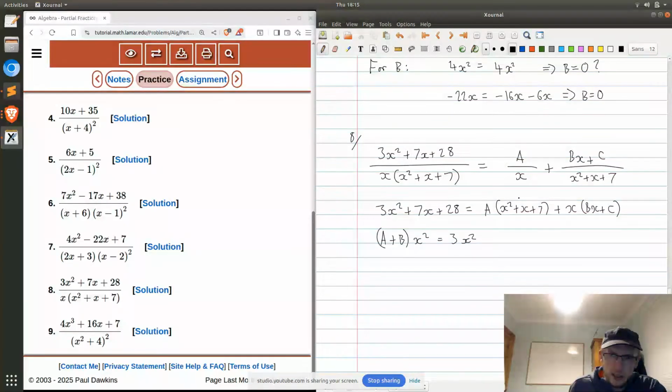And A plus C and 7A would have to equal 28. Well, that straight away implies that A is equal to 4. And if A is equal to 4, then C must equal 3. Rather, if A is equal to 4, then B must equal negative 1.